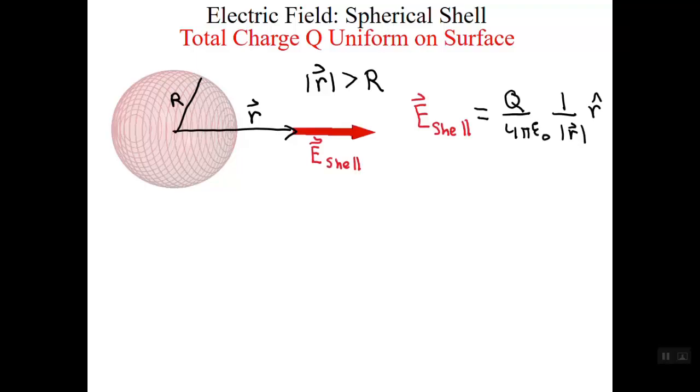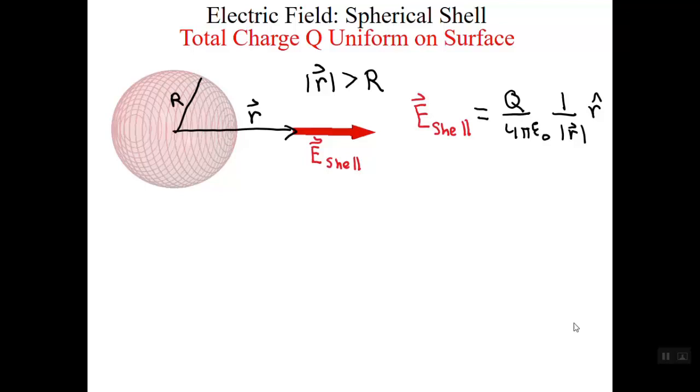It's the point charge formula, where vector R measures where the observation location is with respect to the center of the shell. In other words, for observation locations outside the shell, we can think of all the shell's charge, capital Q, as being placed at the center of the shell, and then we can compute the electric field due to that shell using the point charge formula.